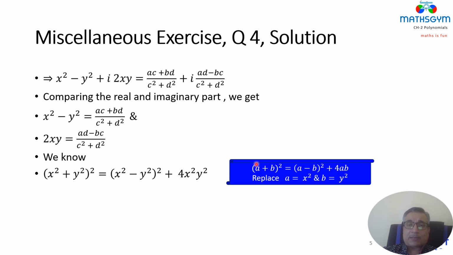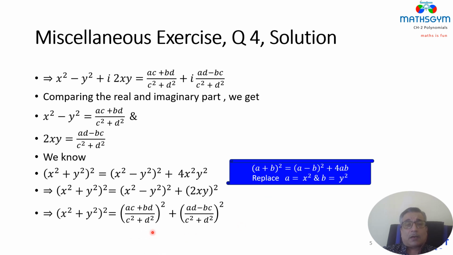In this particular case, a is equal to x square and b is equal to y square. So we can write x square plus y square whole square is equal to x square minus y square whole square plus 4x square y square. So this implies x square plus y square whole square is equal to x square minus y square whole square plus 2xy whole square. That is the purpose why we have written this 2xy whole square, because now we have a value for x square minus y square, which we are going to substitute within the first bracket on the right hand side, and for 2xy you are going to substitute ad minus bc upon c square plus d square.